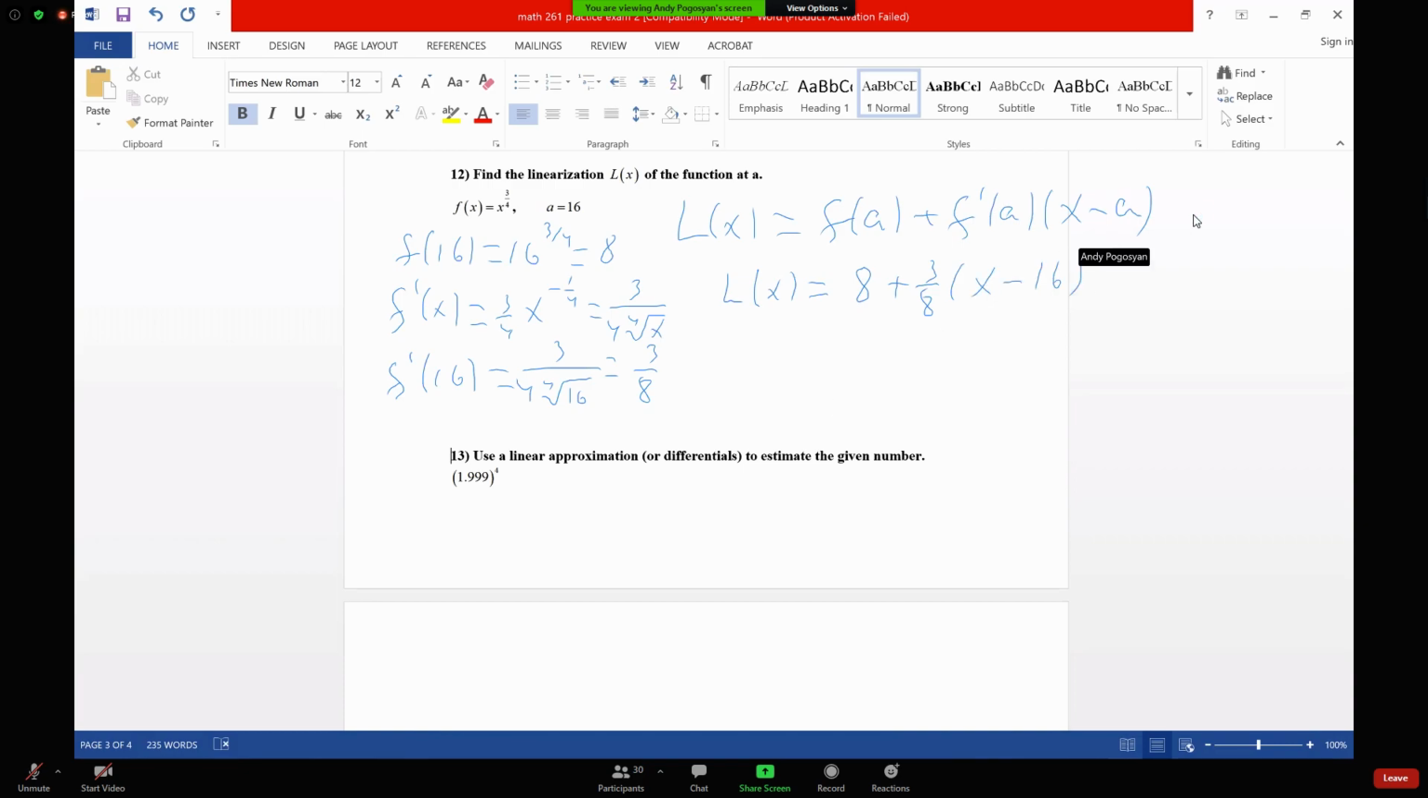We can distribute. 16 divided by 8 is 2. 2 times 3 is 6. So you get 3 over 8 x plus 2. That's the linearization.